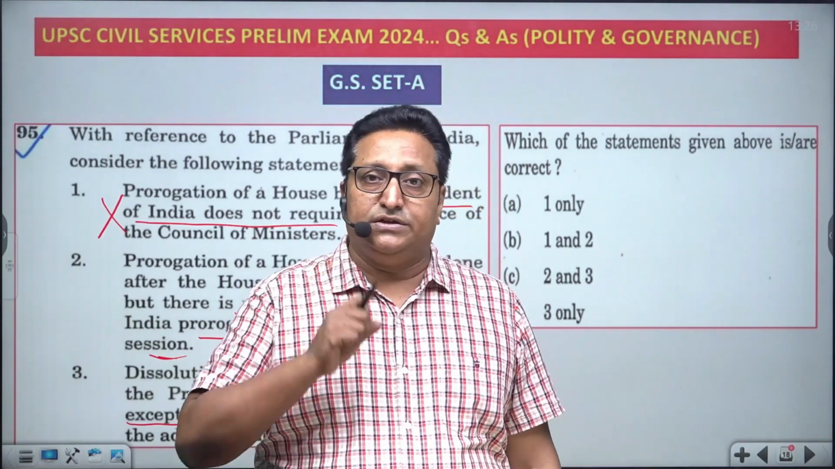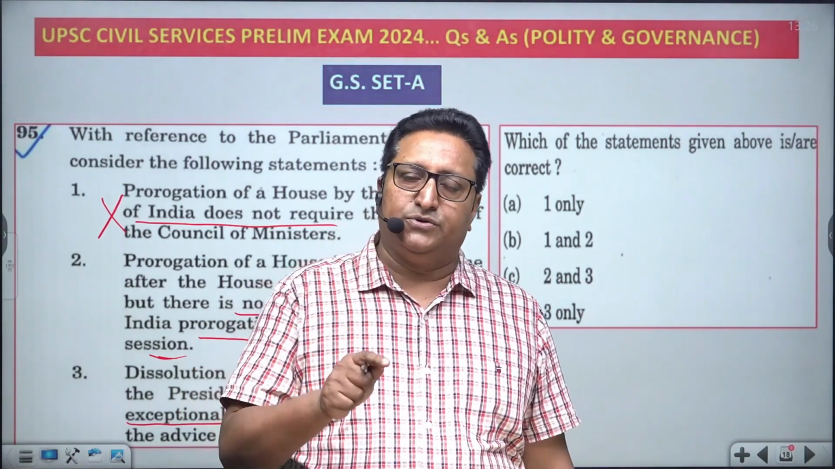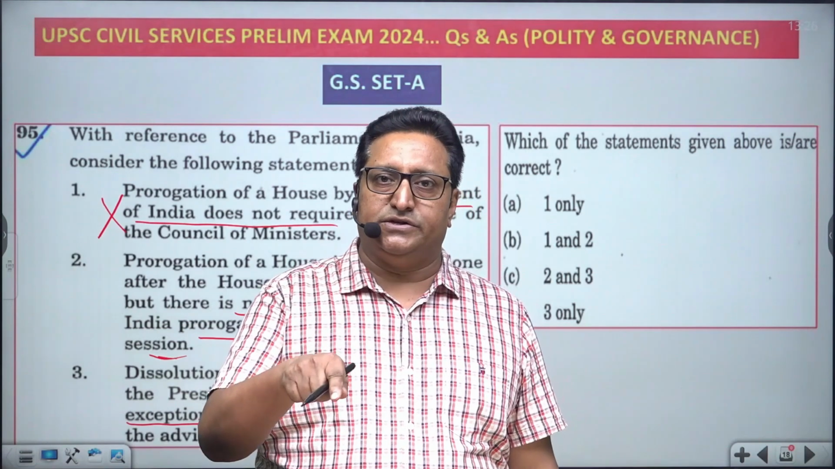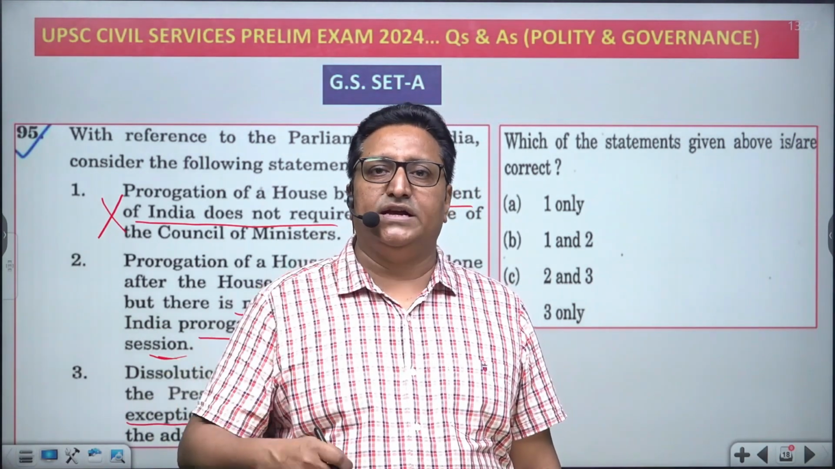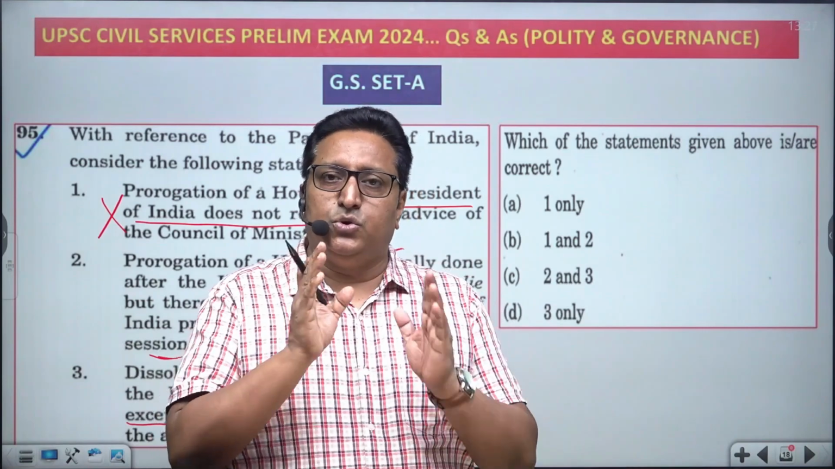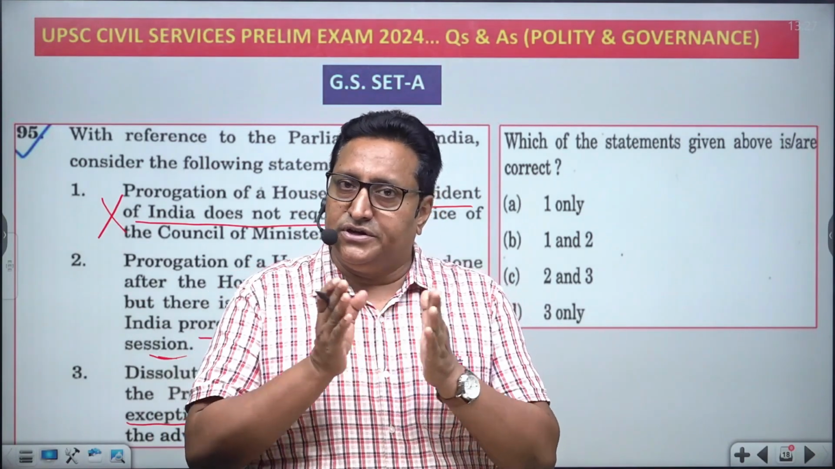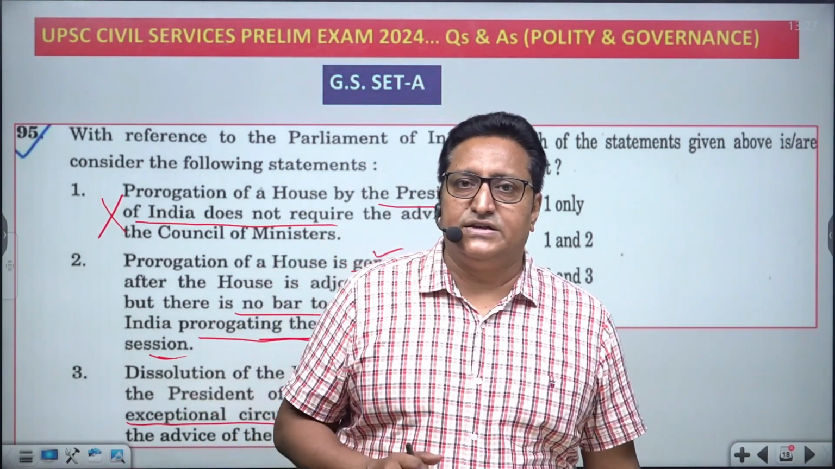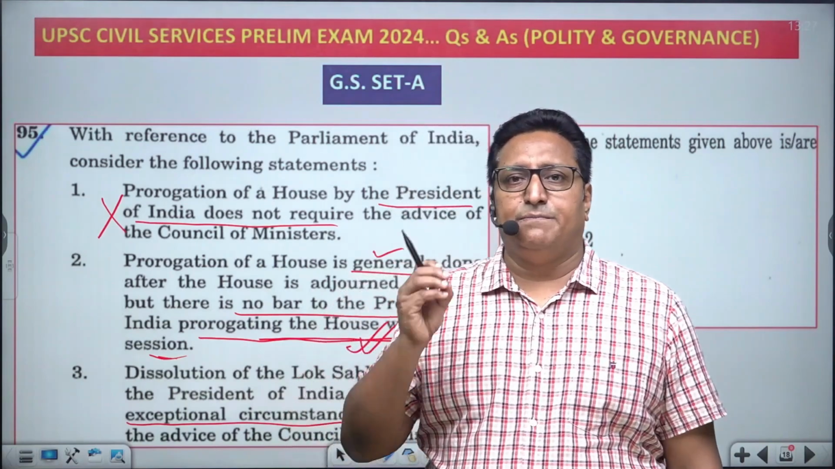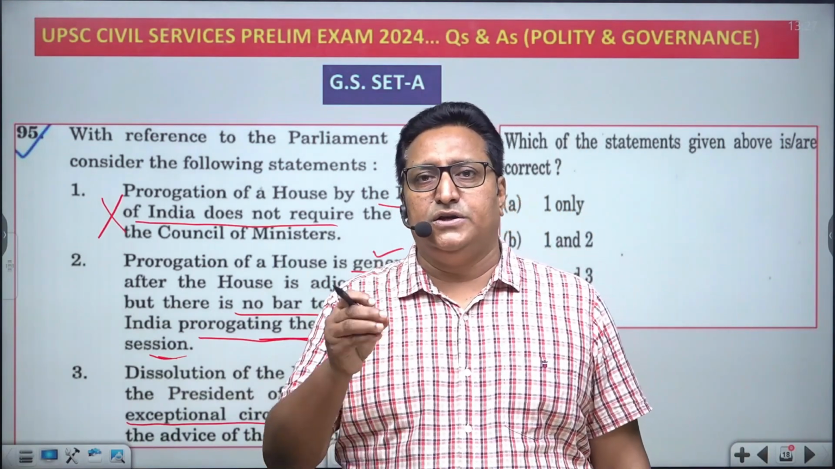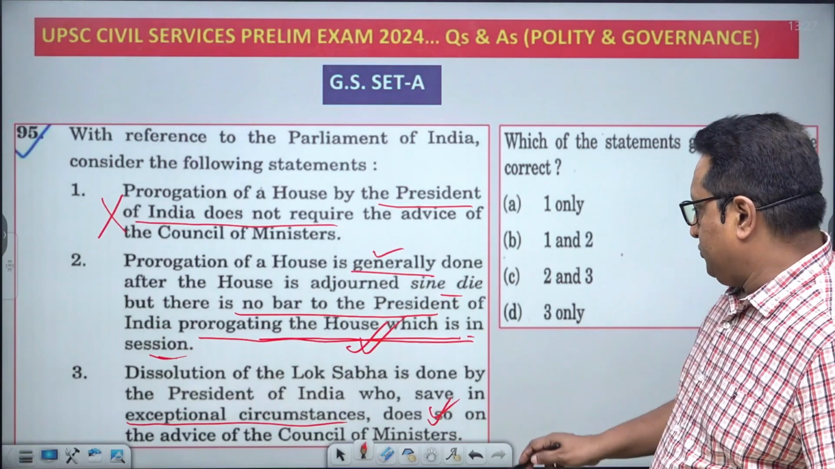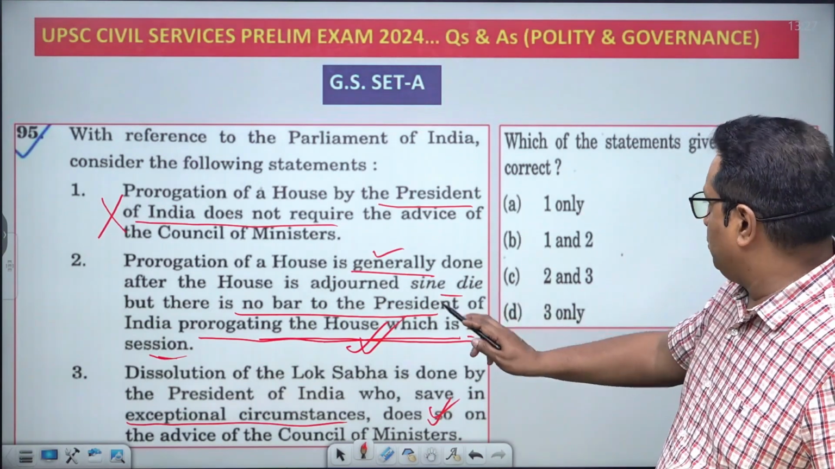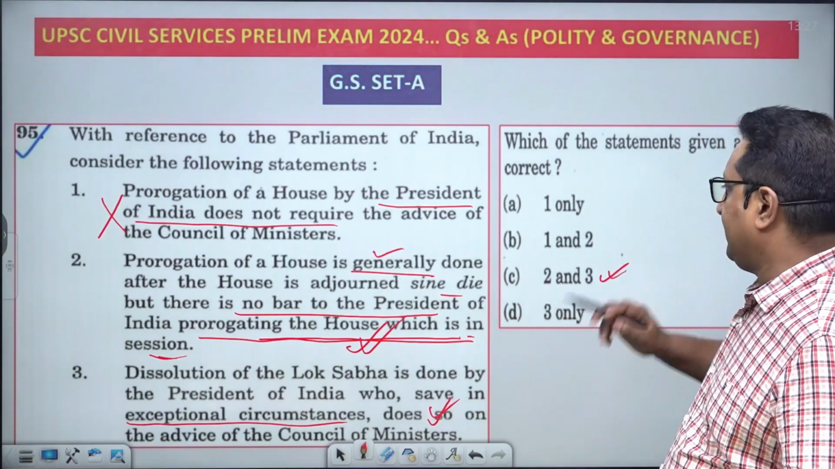So it is the responsibility of the President of India to not remain a mute spectator to such a situation. He may dissolve the House on his own initiative. So those are exceptional cases, not regular cases. Otherwise, on a routine basis, the President of India dissolves Lok Sabha only on the recommendation of the Council of Ministers. So 2 and 3 are correct. These are the right answers.